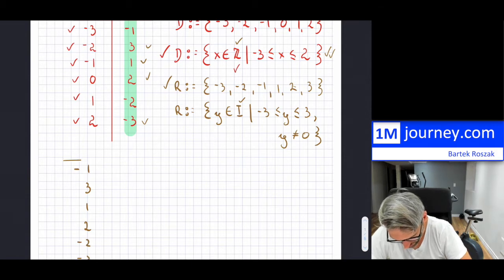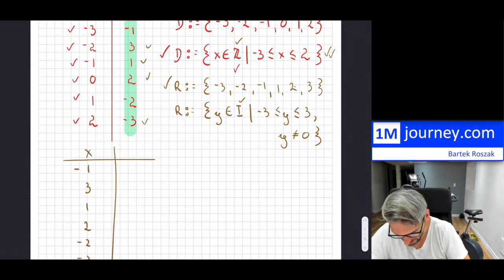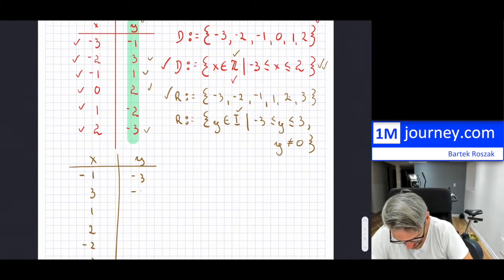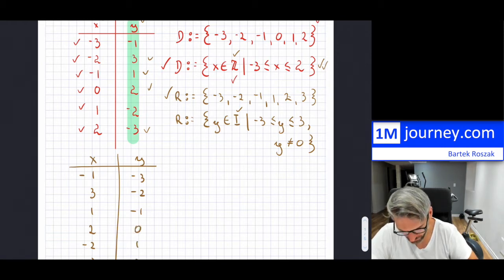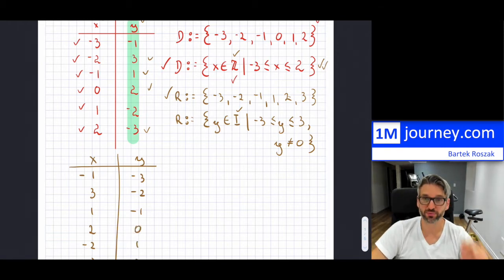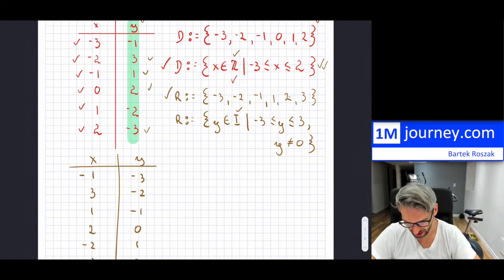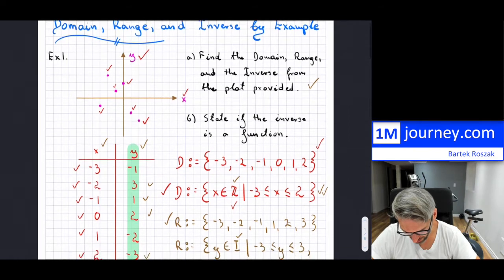So this is what we would have. This is my new x, right? And this is my new output y, and then they're just swapped with each other. So this would have been -3, -2, -1, and then 0, 1, and 2. And now you can plot these on the actual plot itself as well, these particular points.